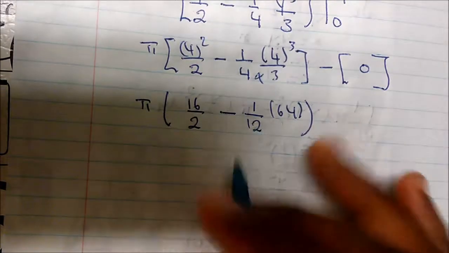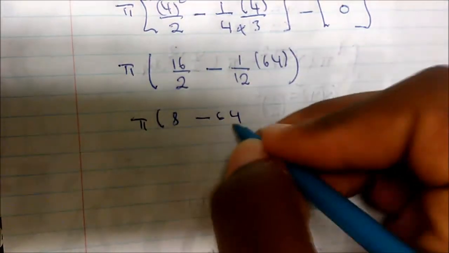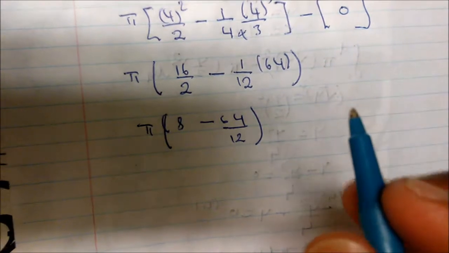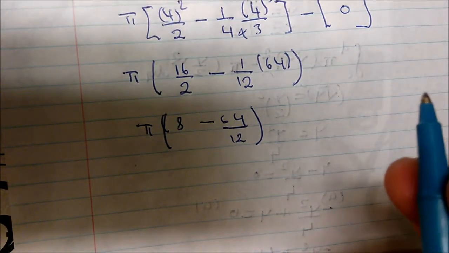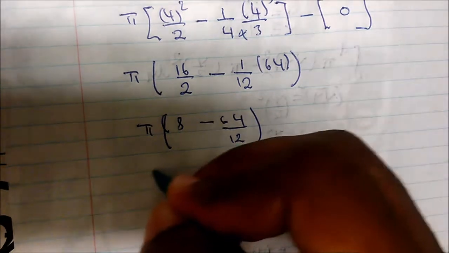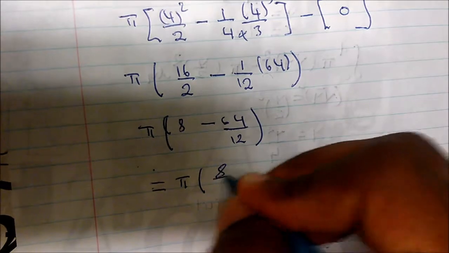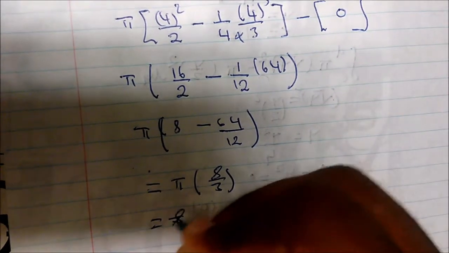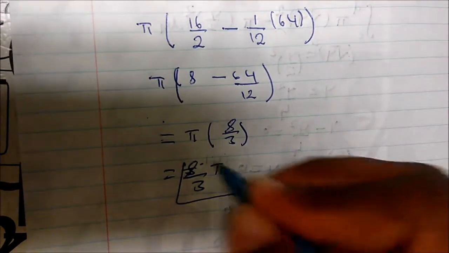So this becomes pi times 8 minus 64 divided by 12. Okay, so that is minus 64 divided by 12. If I simplify this, this becomes pi times 8 over 3. So my answer becomes 8 over 3 pi. Okay, so that's my integral.